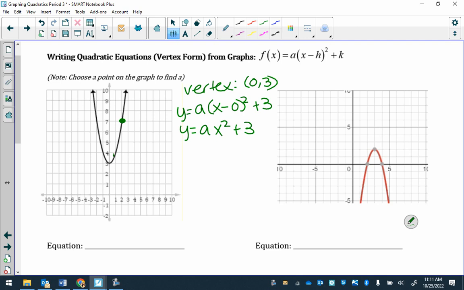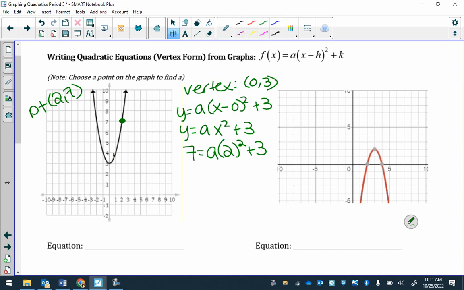So since we know a point 2, 7, we're going to use that in our equation in order to find A. So we have 7 equals A, which we're trying to find, times 2 squared plus 3.